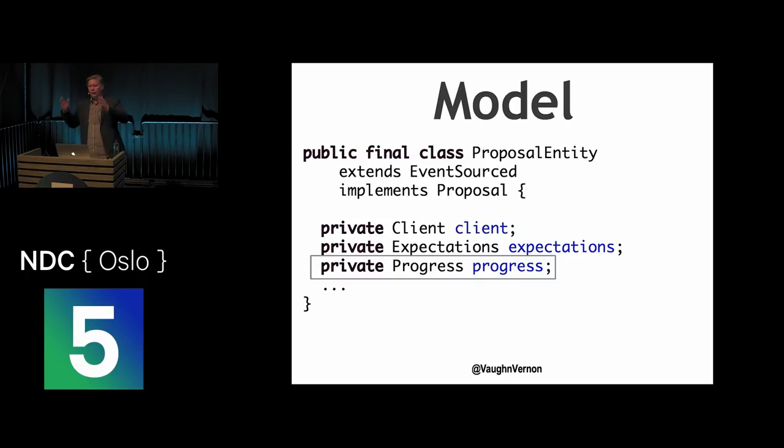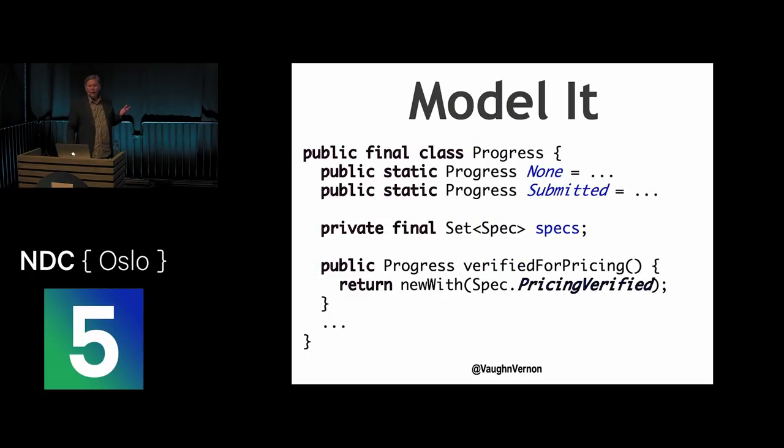Well, we have this concept at the heart of the software that is called progress, and we are simply maintaining the progress as a value object. So every time that one of these out-of-band processes completes and we see a domain event as a result, we're going to tell the proposal to do something, and the proposal will track the fact that this has been done by adding a specification to the progress that has occurred already.